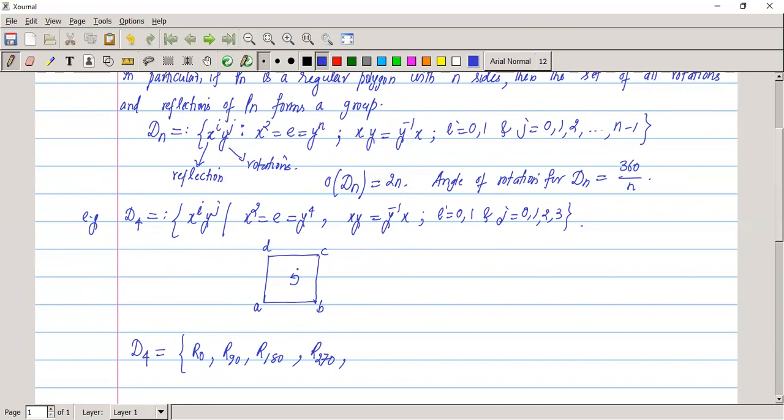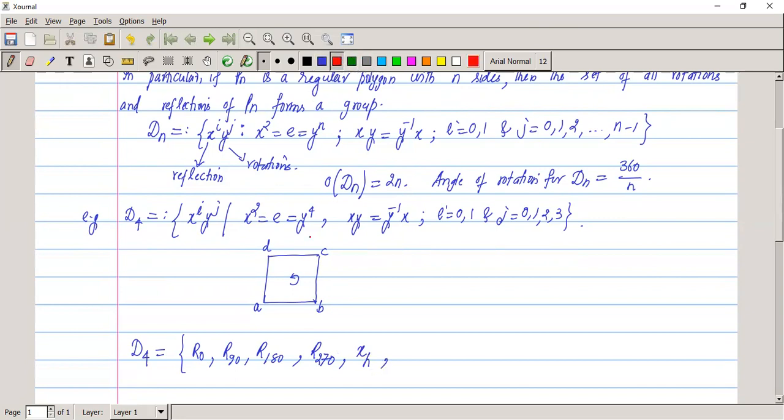4 reflections here. One will be the horizontal reflection. So let's call this red line the horizontal axis for the horizontal reflection. Then once we have this reflection, AB will go into DC, and DC will go into AB. So in this way we can have this reflection, and we shall denote this element of D4 by a horizontal reflection, that is XH.